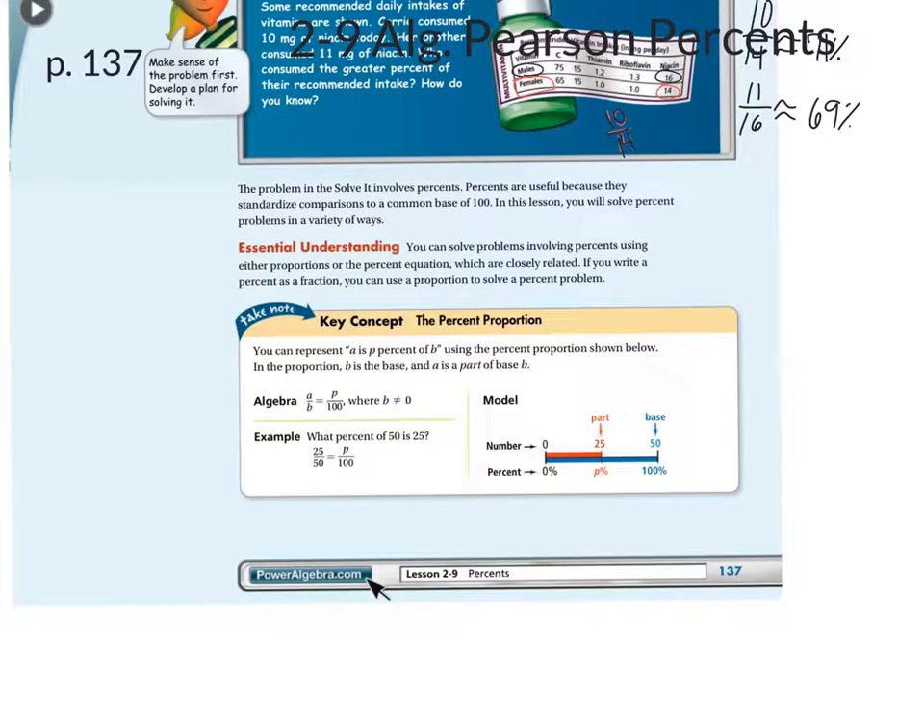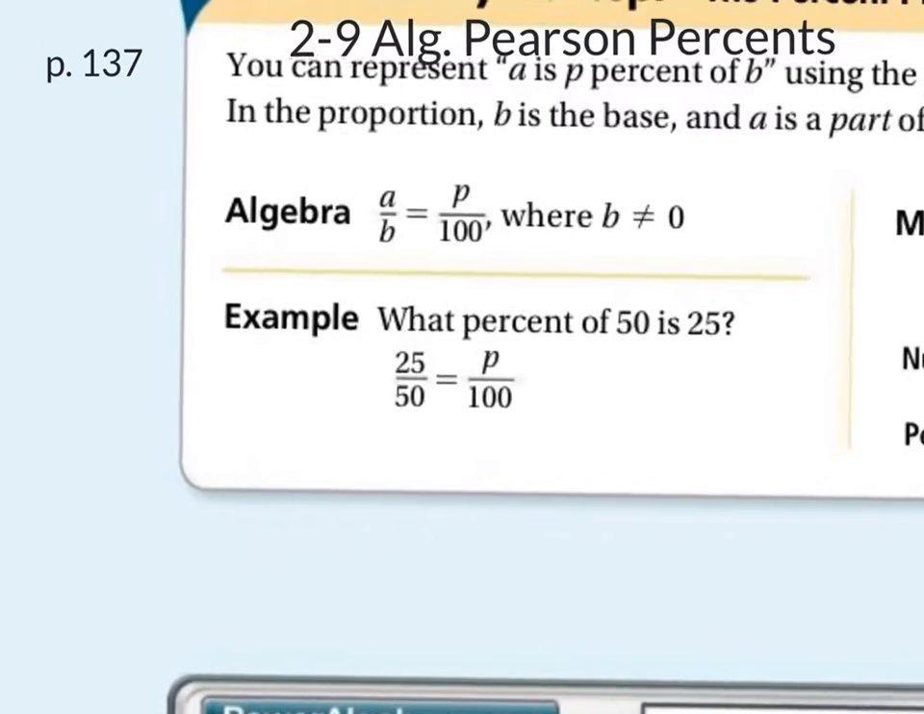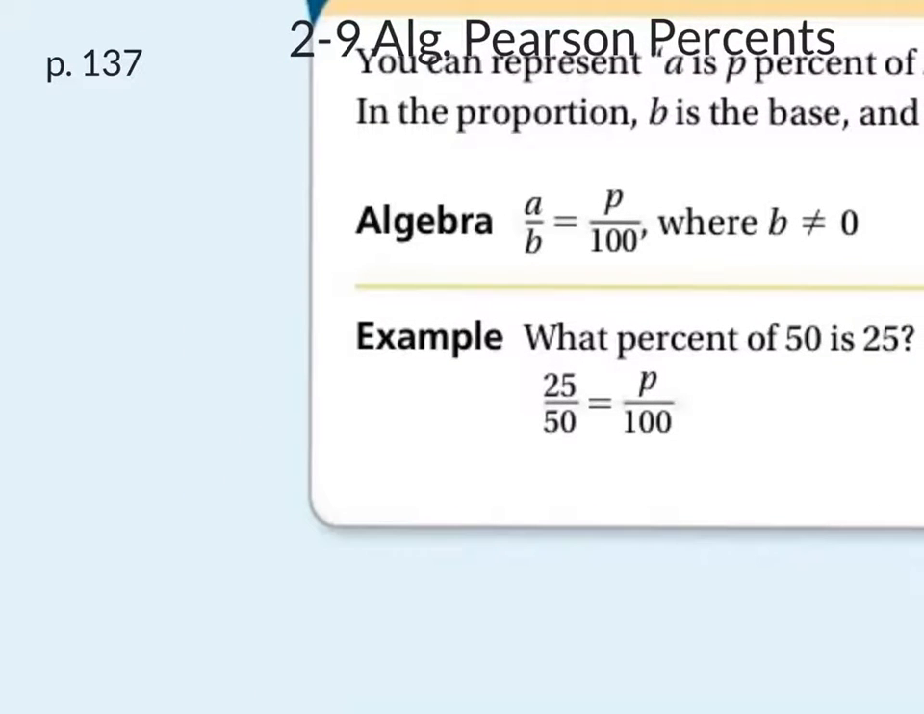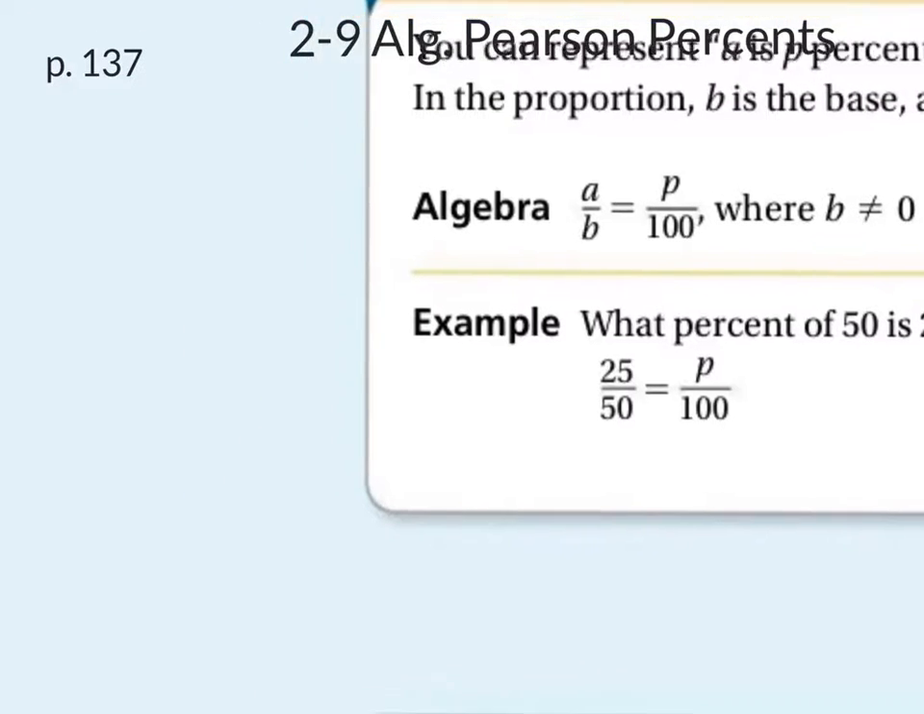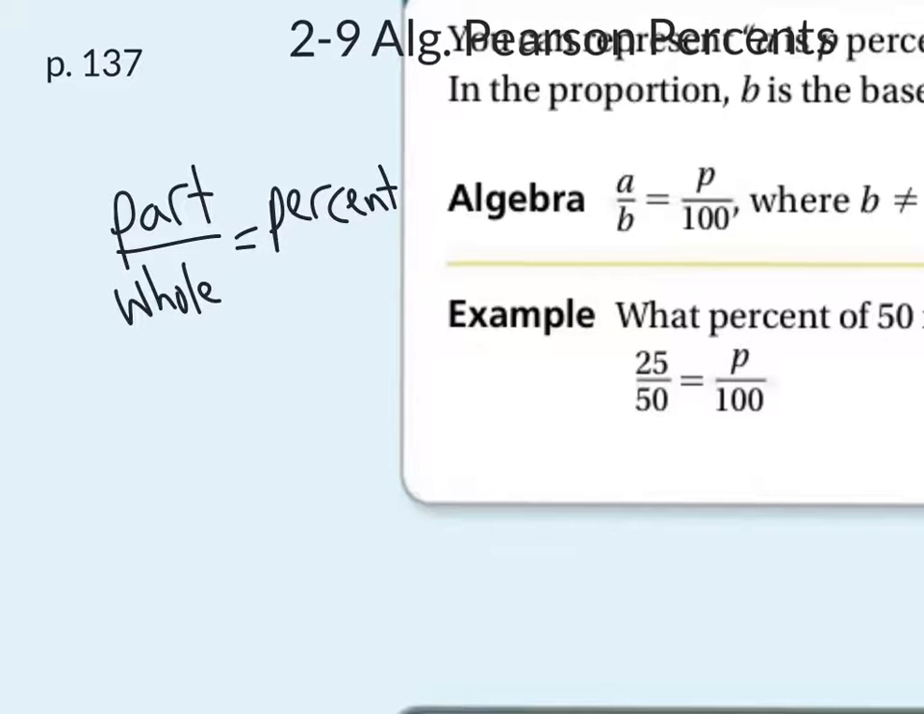So there are different ways of working out some of the problems that we're going to be doing in this lesson. One option is what's called the percent proportion. They have it set up A over B equals P over 100. A little bit different way of putting this that might make it easier for you to follow: we could say it's the part over the whole equals percent over 100.